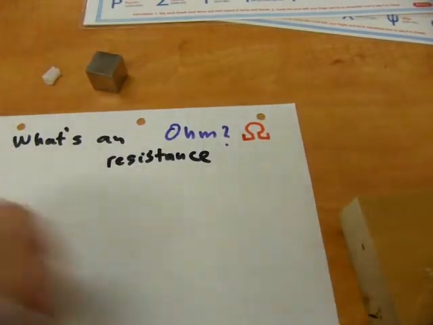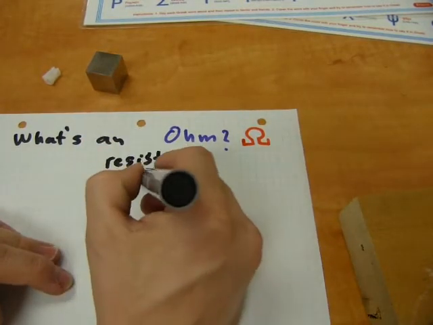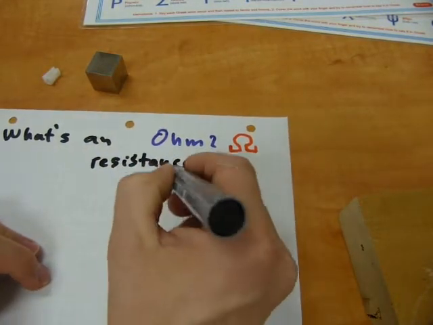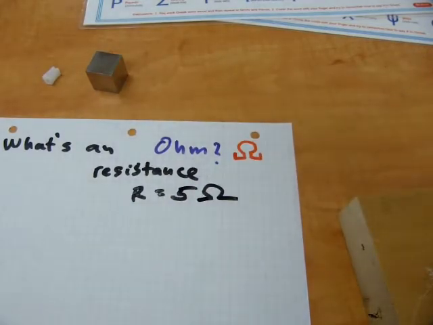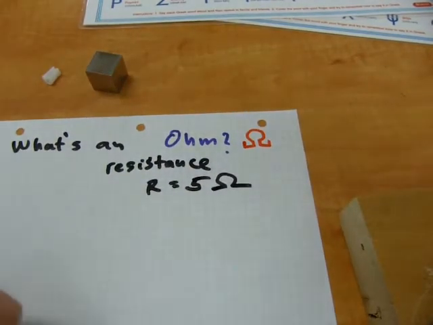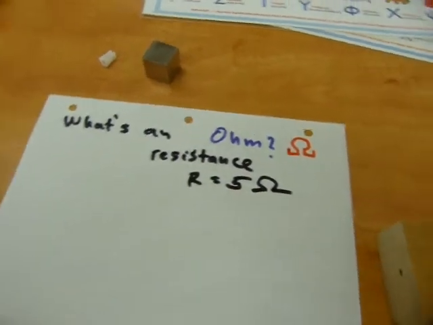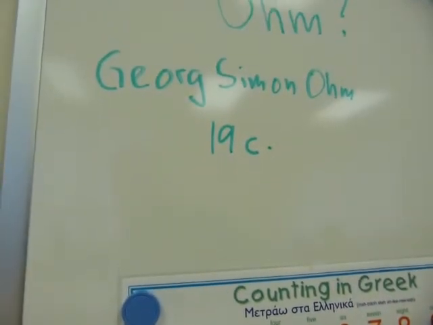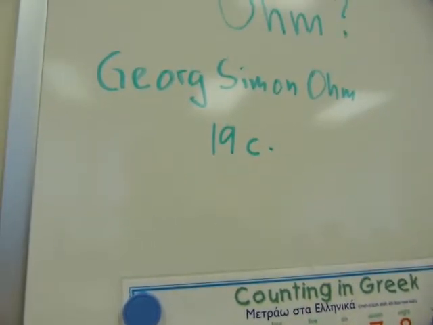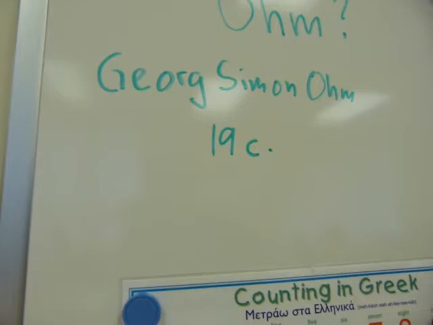So, for example, to use it in a sentence, you might say that the resistance of something is 5 ohms. You can write ohms that way. You say ohms, but you write the Greek letter omega, uppercase. So, ohm is a strange word. It's named after a 19th century scientist. I wrote his name up there. His name is Georg Simon Ohm. Alright? That's the dude's name.